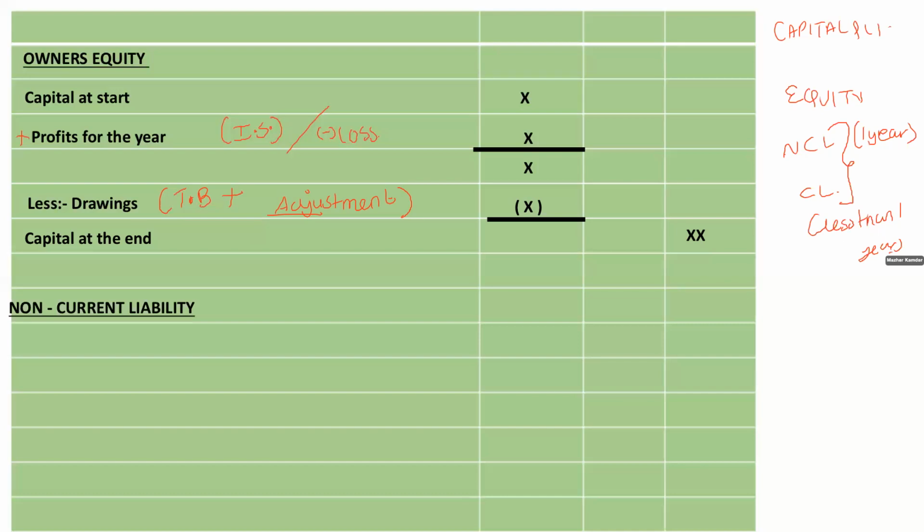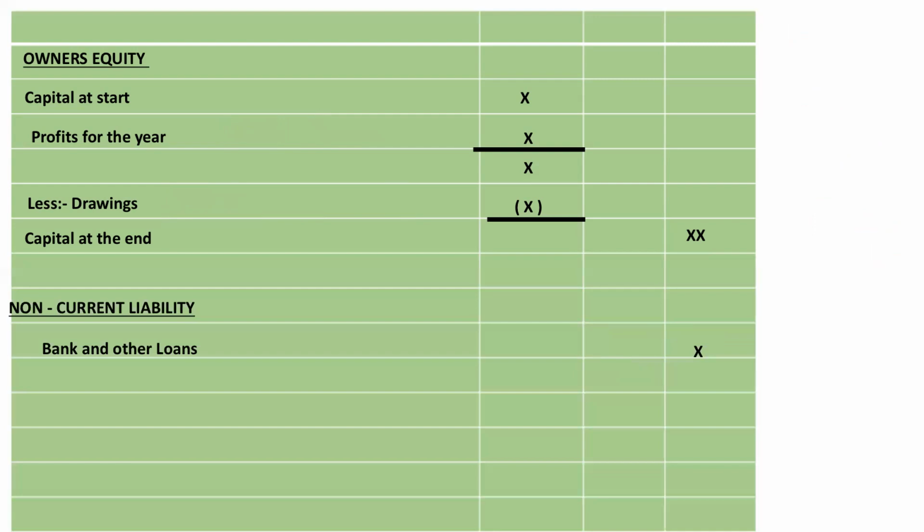Okay. Then the second thing is non-current liability. Any loans taken for more than a year. Mostly you have debentures or bank loans that you can take for more than a year. If you have one, you directly write the amount in the outer column, the third column. If you have more than one, you would add the two in the second column and write the amount in the outer column. So we have non-current liability.